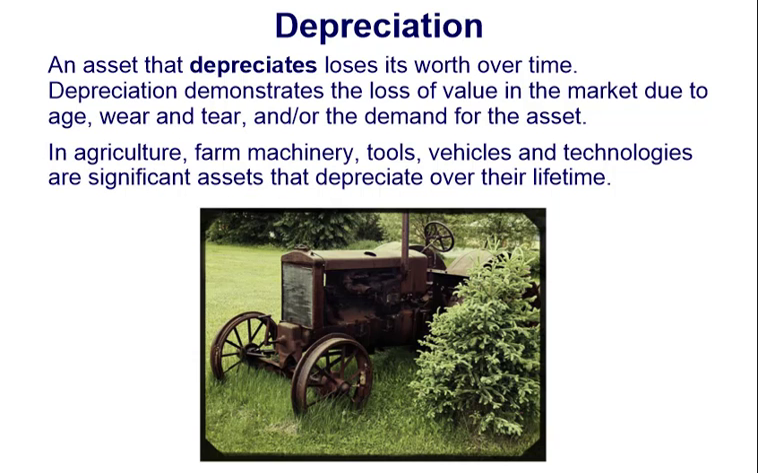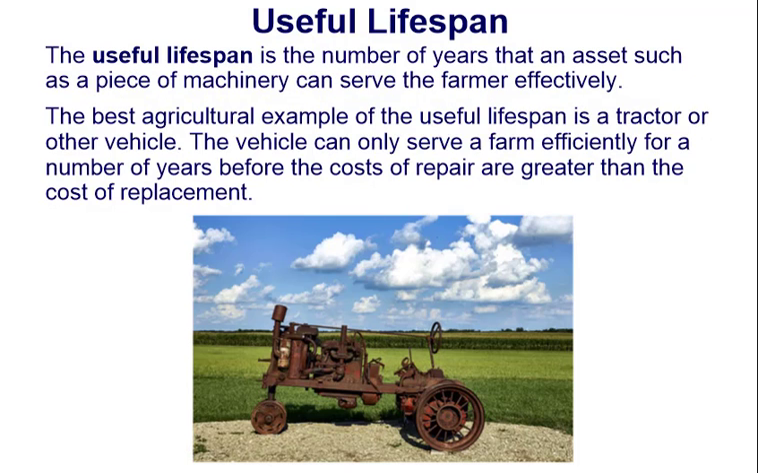Depreciation. An asset that depreciates loses its worth over time. Depreciation demonstrates the loss of value in the market due to age, wear and tear, and/or the demand for the asset. In agriculture, farm machinery, tools, vehicles, and technologies are significant assets that depreciate over their lifetime.